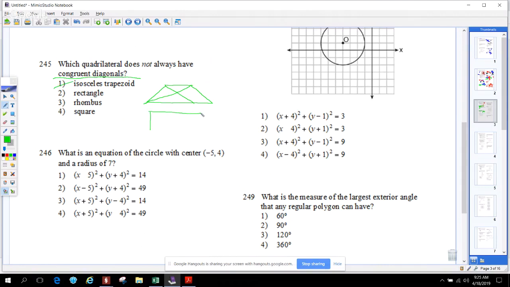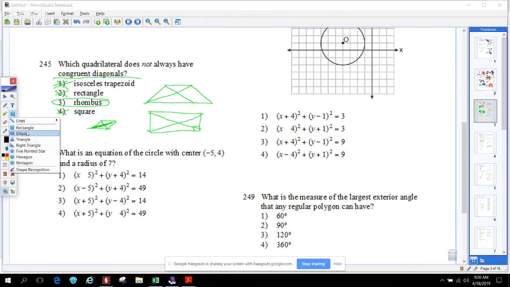The rectangle is the one that has congruent diagonals to begin with. So it's not 2. A square is a rectangle. So the answer is 3. Because a rhombus, think about it. Here's a rhombus. This line here is longer than this line here. A rhombus is 4 sides that are the same. I mean, it can also be a diamond.